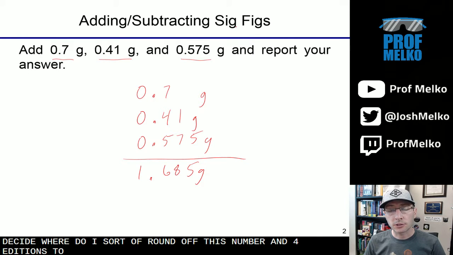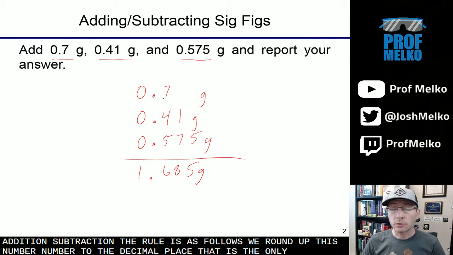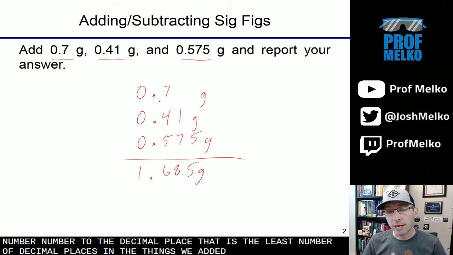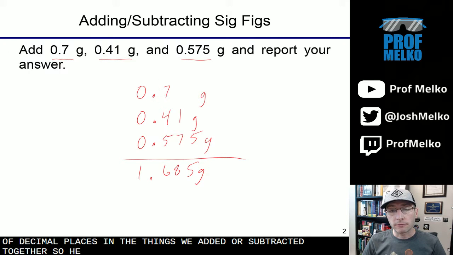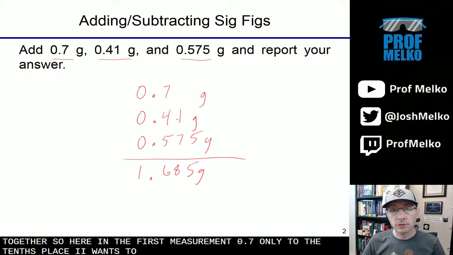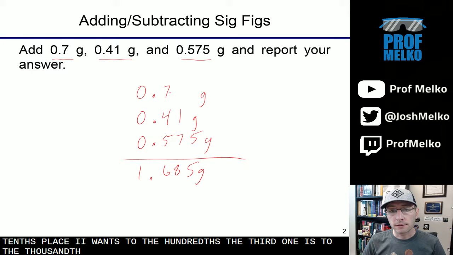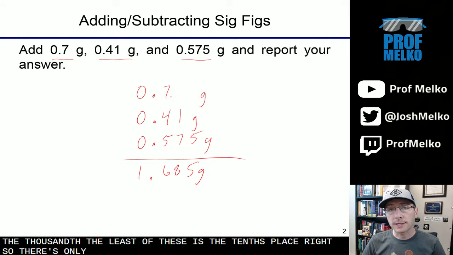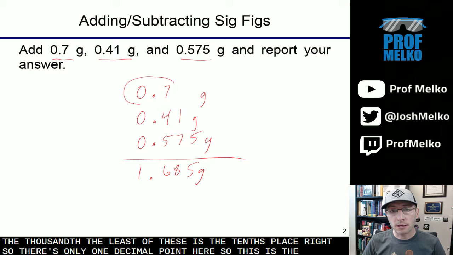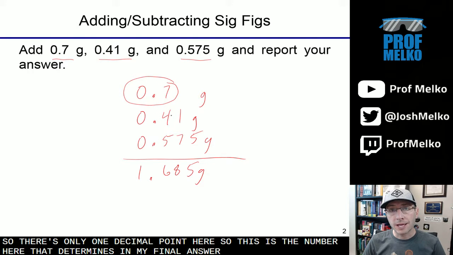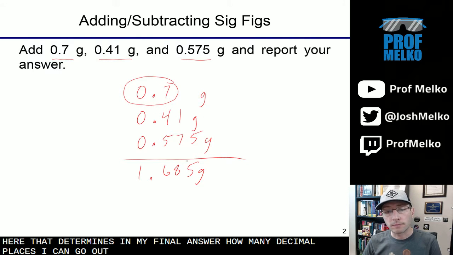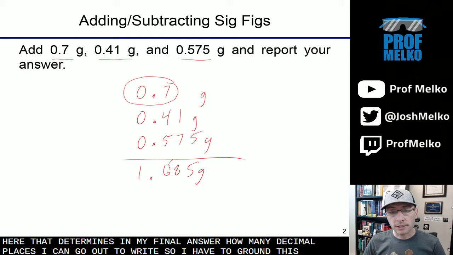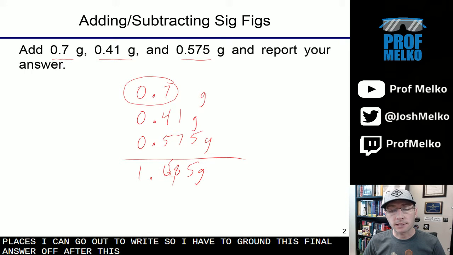For addition and subtraction, the rule is as follows. We round off this number to the decimal place that is the least number of decimal places in the things we added or subtracted together. Here the first measurement, 0.7, is only to the tenth place. The second is to the hundredth. The third is to the thousandth. The least of these is the tenth place, so there's only 1 decimal place. This determines how many decimal places I can go out to in my final answer, so I have to round this final answer off after the first decimal place.